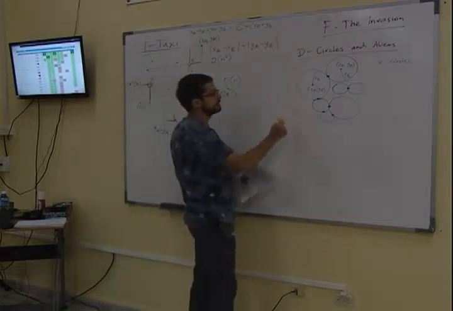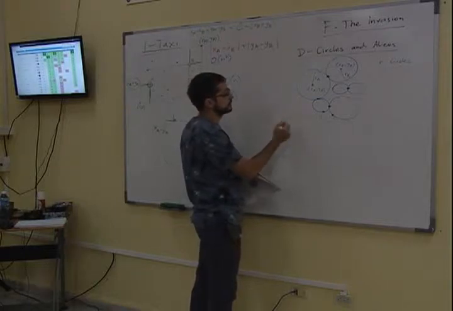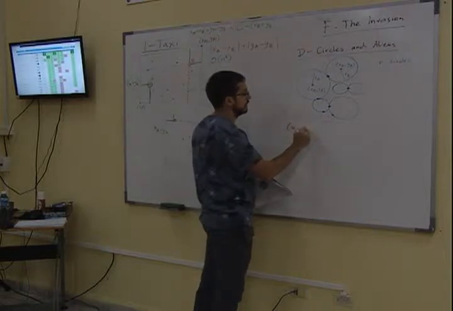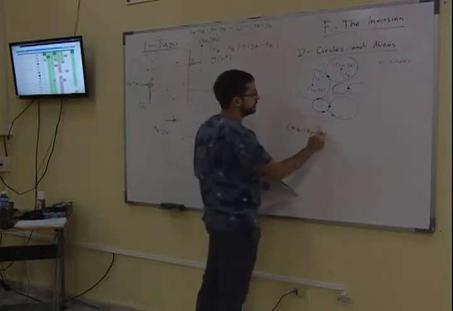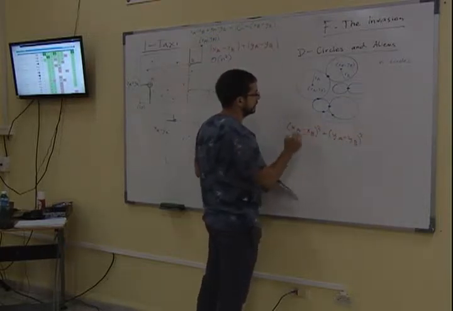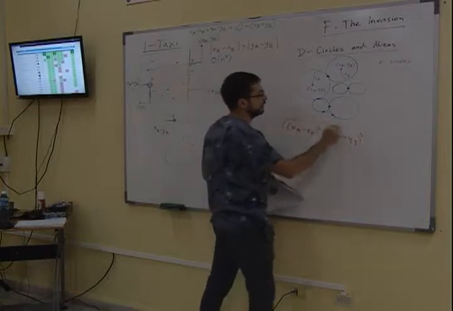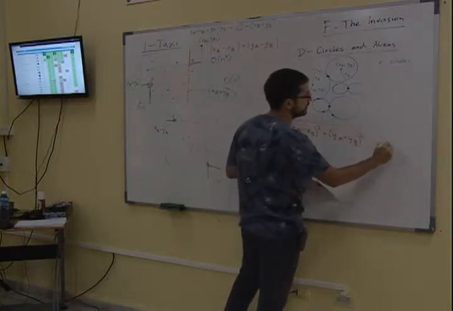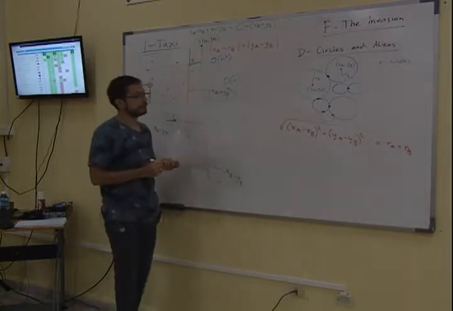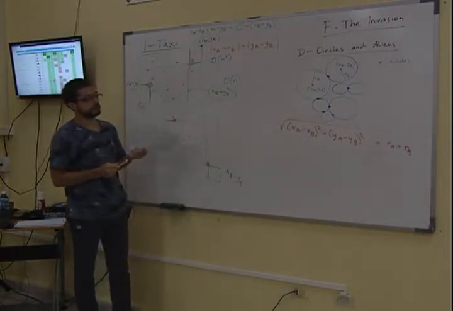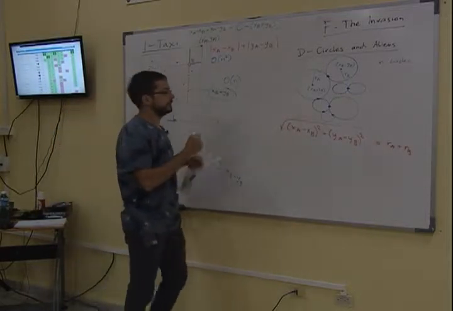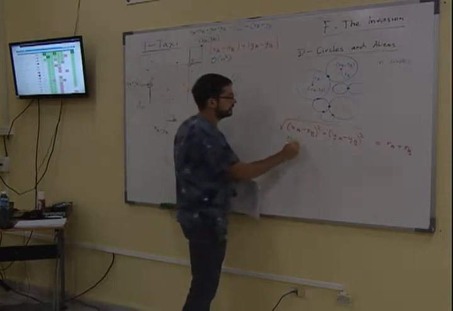So in order to calculate the distance between these two circles, we use a formula: xa minus xb squared plus ya minus yb squared. So the square root of this must be equal to ra plus rb. All right? So we can do it for every pair of circles, and then once again we will get the n squared algorithm.